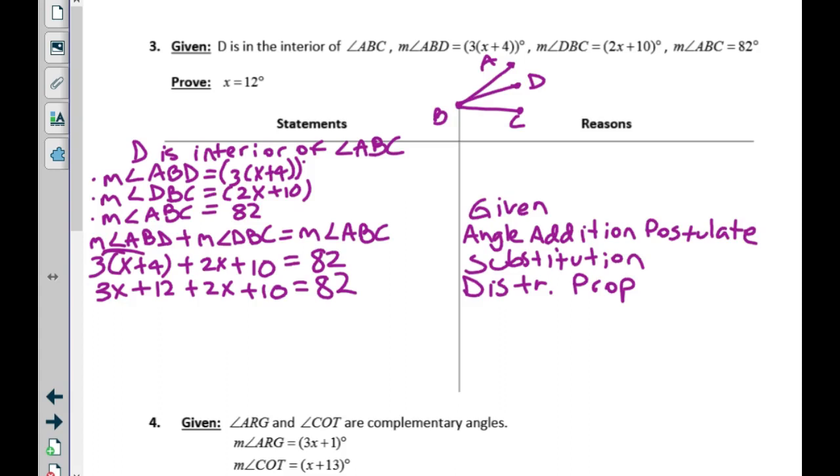Now, on the left-hand side, you're going to see two things to combine. 3x and 2x makes 5x. 12 plus 10, 22. And that was combining like terms.